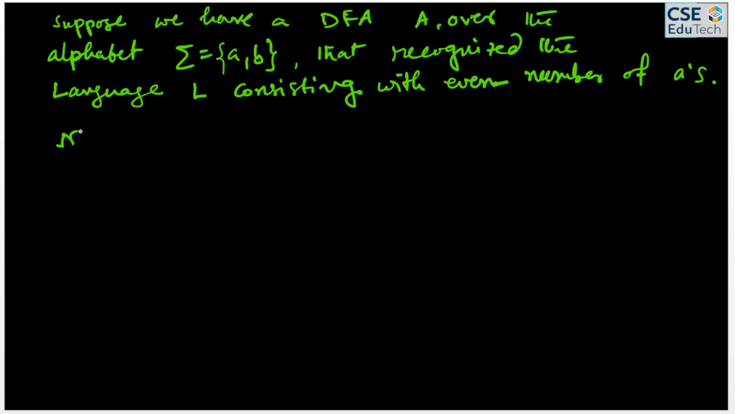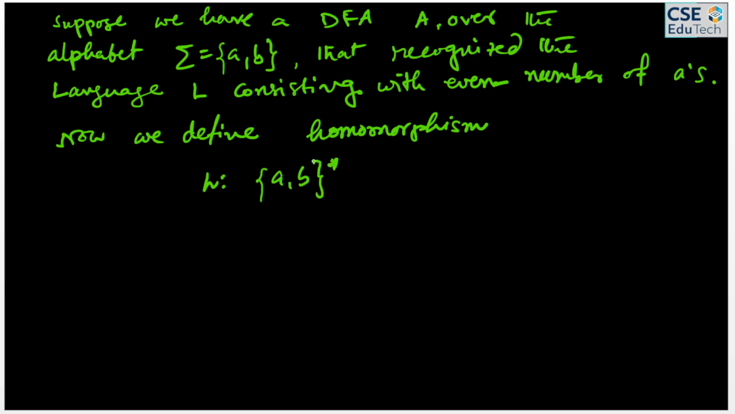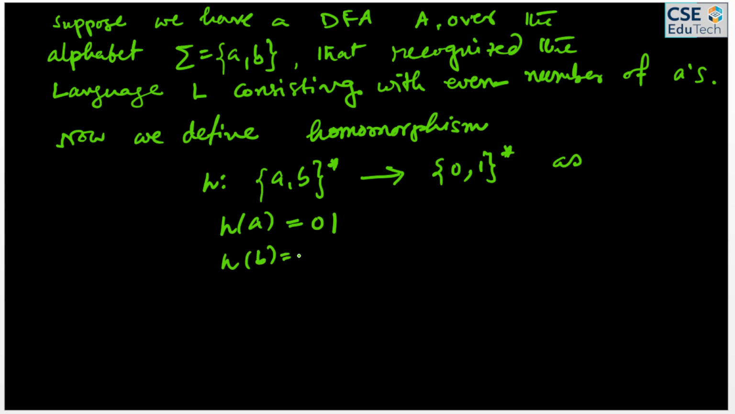Now we define a homomorphism H from {a, b} star to {0, 1} star. We define the homomorphism function like this: H of a is 0 1, and H of b is 1. What is the meaning of this? It implies that every occurrence of a in a string will be replaced by 0 1. Similarly, every occurrence of b will be replaced by 1.